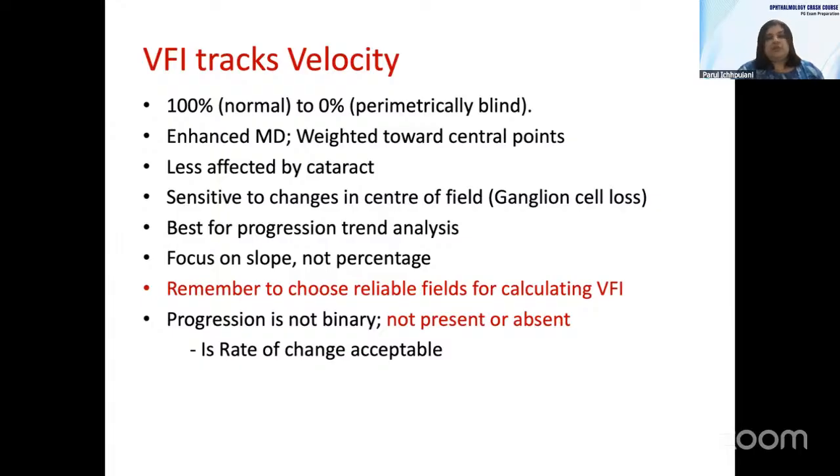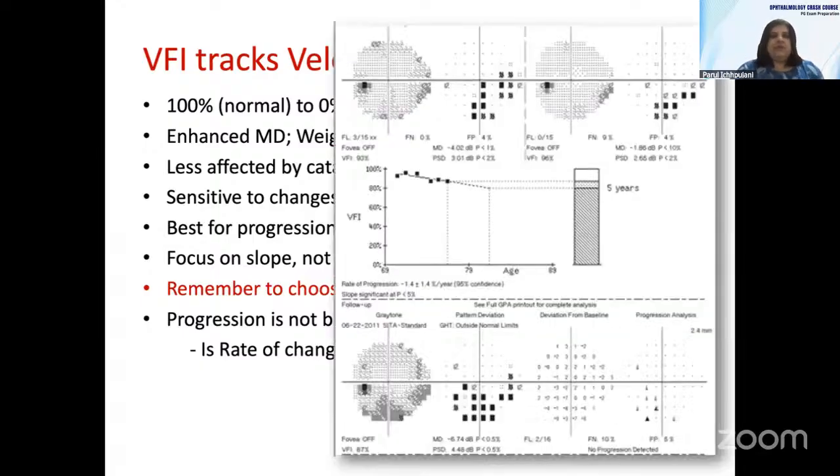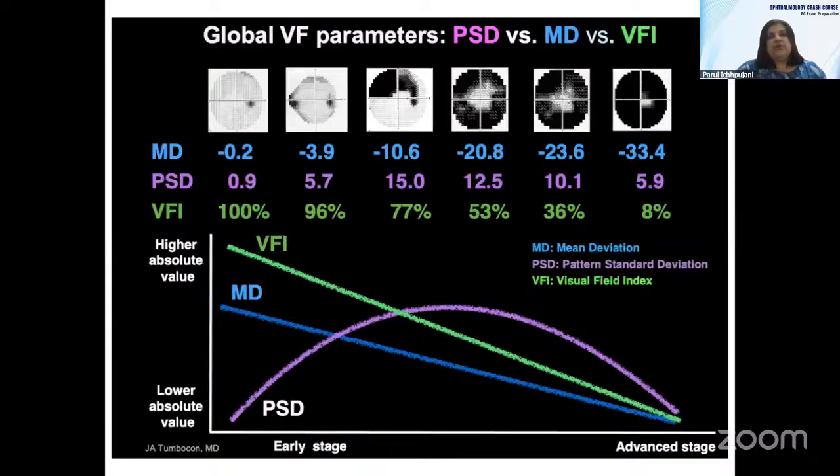Remember, progression is not binary. It is not present or absent. You have to remember that there will always be progression. The rate of change should be acceptable to us. The slope should not be very steep. So this is how multiple VFIs are plotted, and it gives you a prediction of how the disease is going to be over the next 5 years. So as I've already mentioned, as the disease progresses, PSD actually dips much more profoundly.